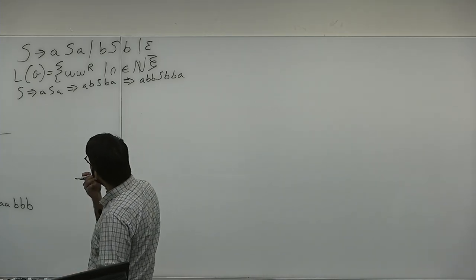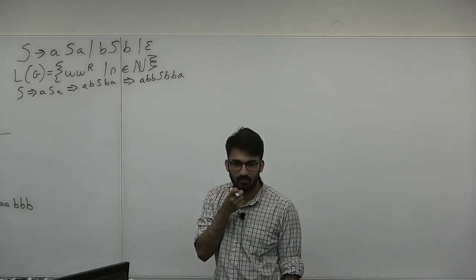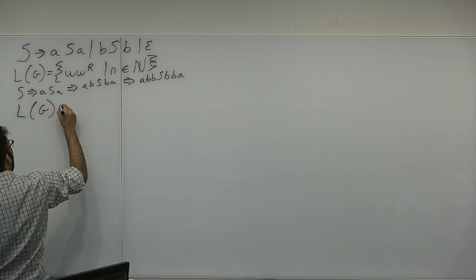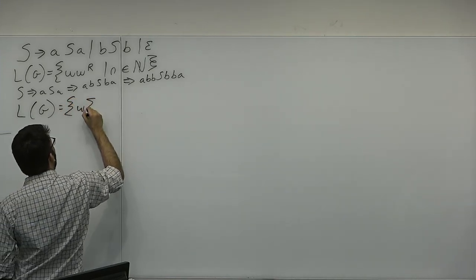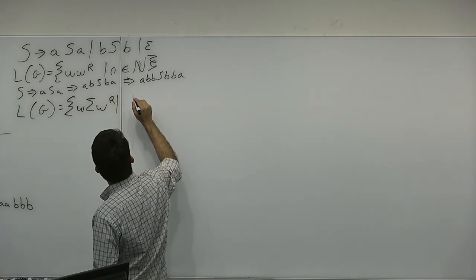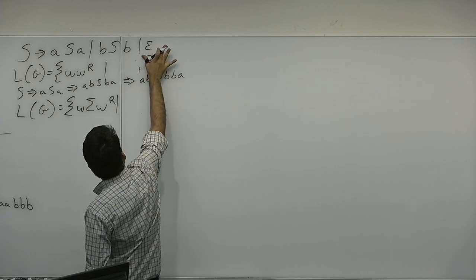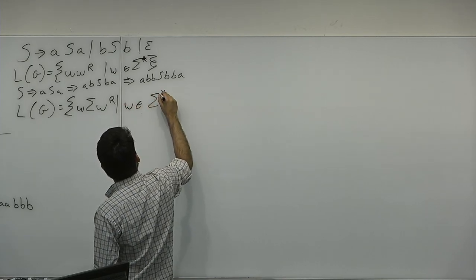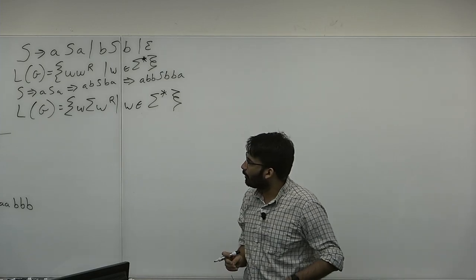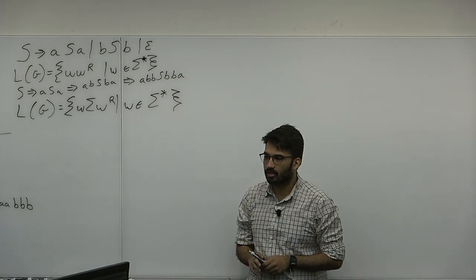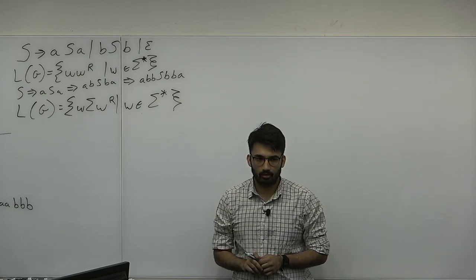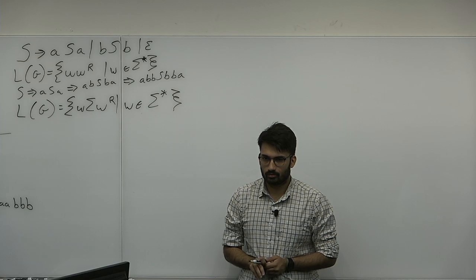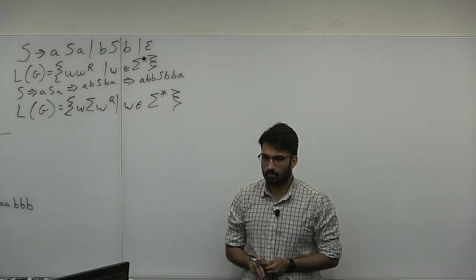Now let's say we also proved that the palindromes were non-regular, but we did it for the even length palindromes. How would I come up with a grammar for the odd length palindromes? That would be W sigma W reversed, where W is in sigma star. We gave a grammar for even palindromes. Try and come up with a grammar for odd palindromes, with the language being A's and B's.